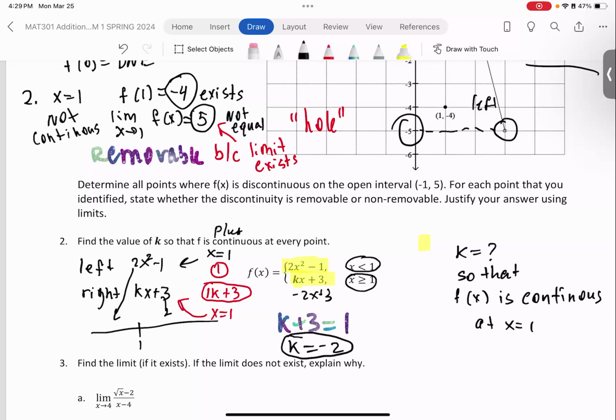So now, if this is -2x plus 3, we ensure that the right piece and the left piece meet. Notice that the equal sign is there, because if one of them does not have an equal sign, then it's not going to be continuous. It needs to exist.